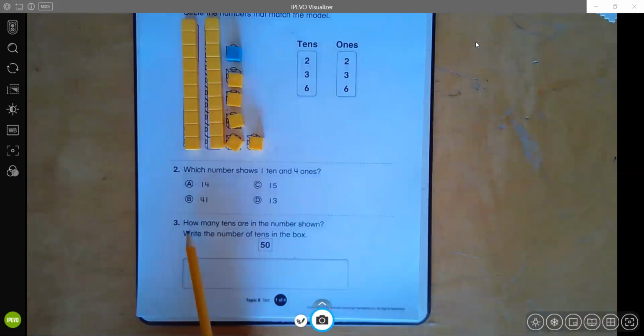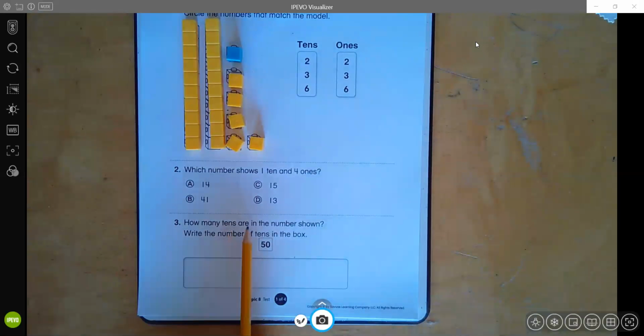Number 3 says, how many tens are in the number shown? Write the number of tens in the box. So the number that is written here is 50. You need to decide how many tens are in the number 50. You can draw a picture, you can use manipulatives, whatever you would like.